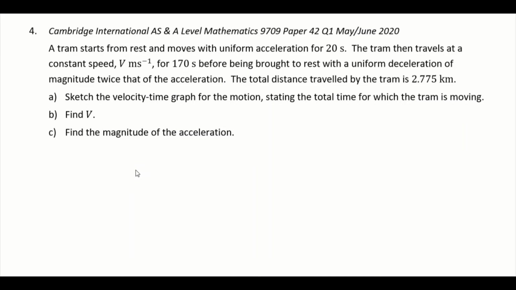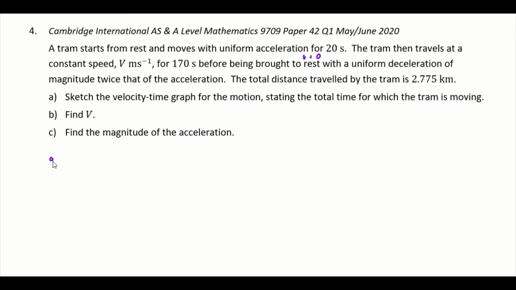Okay, so a tram starts from rest and moves with uniform acceleration for 20 seconds, and it travels at a constant speed for 170 seconds before being brought to rest. So brought to rest means v equals 0. With a uniform deceleration, the magnitude of the deceleration is twice the acceleration, and the total distance traveled by the tram is 2.775 km. Sketch the velocity-time graph and state the total time for which the tram is moving.